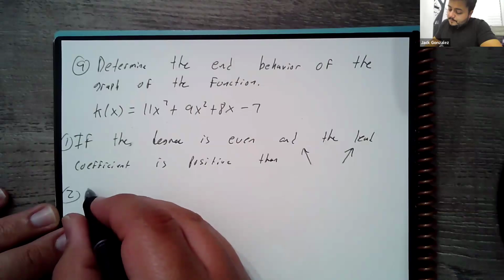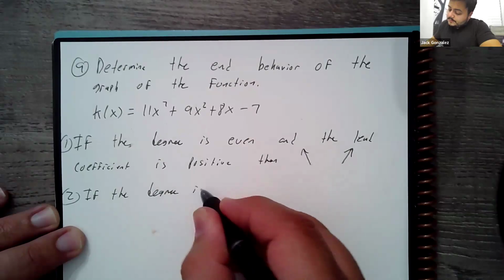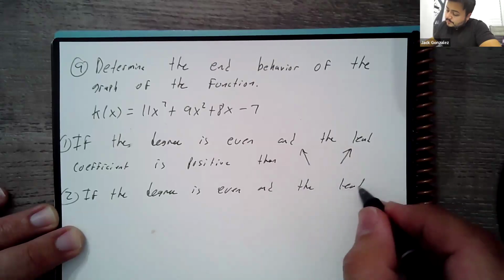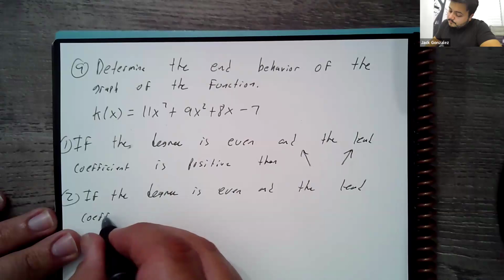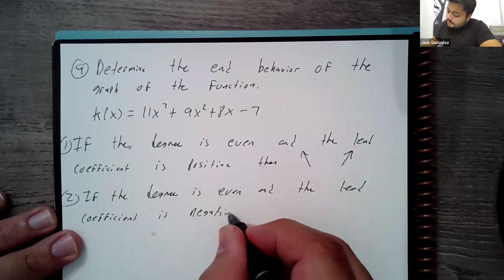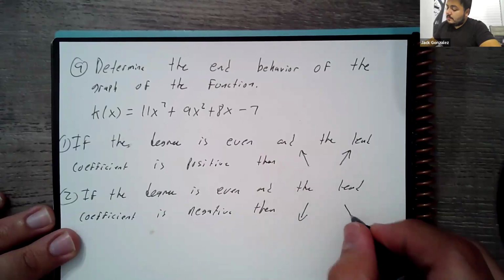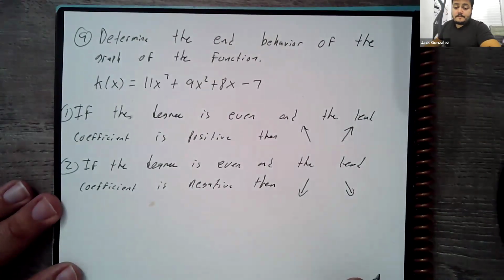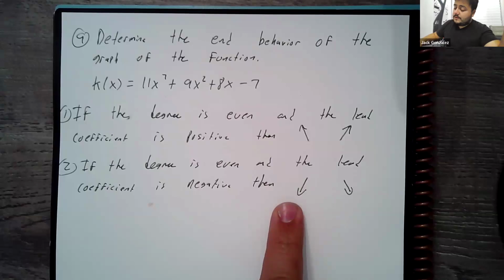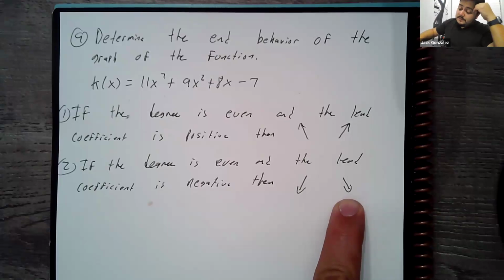Number two, if the degree is even and the lead coefficient is negative, then it opens down. So as x goes to negative infinity, so does y. As x goes to positive infinity, y also goes to negative infinity.